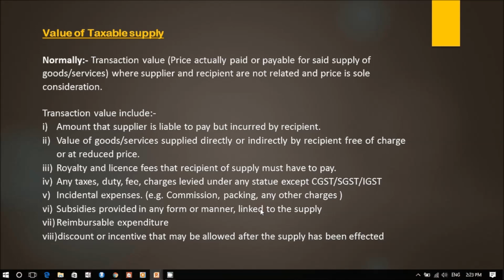If discount and the incentive is already mentioned in the bill, then yeah, definitely that would not be part of the value of taxable supply. It would be reduced from there. And one more thing, discount and the incentive can also, if they are allowed after the supply, then in a particular case, it may be possible that it would not be part of the value of taxable supply.